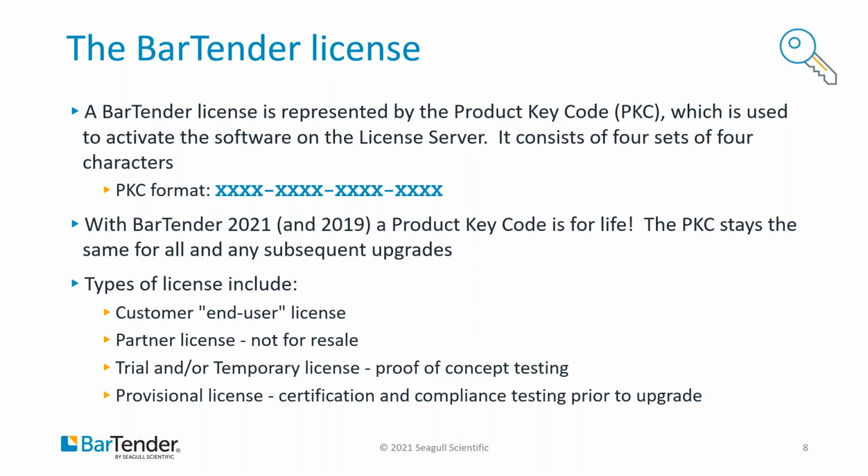Types of license include, of course, the customer end user license. So this is a regular license that can be purchased. A partner license is a not for resale license used by our partners, so you guys who are in attendance today. If you need a BarTender license for internal sales and support purposes, you would get in touch with one of our commercial salespeople, such as Anik, to request a partner license, giving us details of what edition, version, and number of printers that you need.